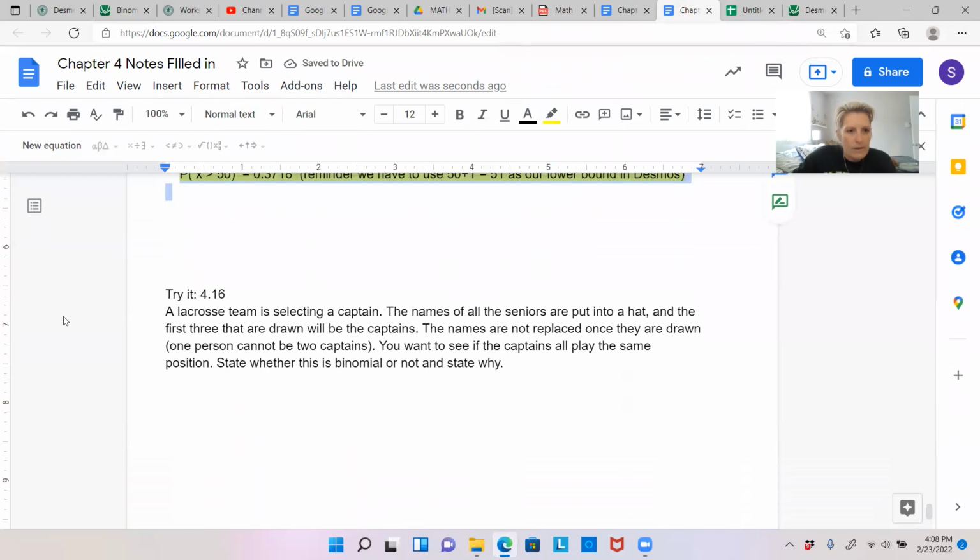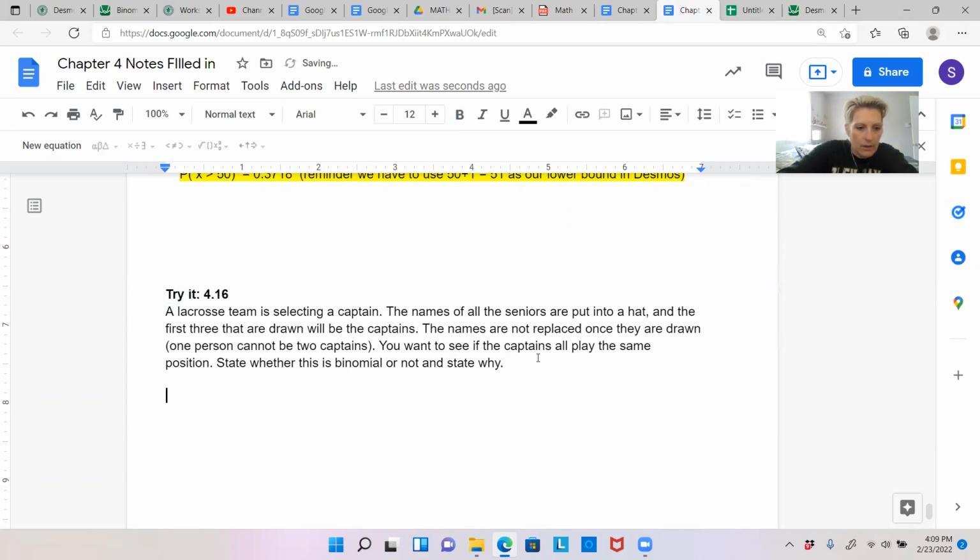And our last try that we're going to do today is 4.16. It says a lacrosse team is selecting a captain. The names of all the seniors are put into a hat, and the first 3 that are drawn will be the captains. The names are not replaced once they are drawn. One person cannot be 2 captains. You want to see if the captains all play the same position. State whether this is a binomial or not, and state why.